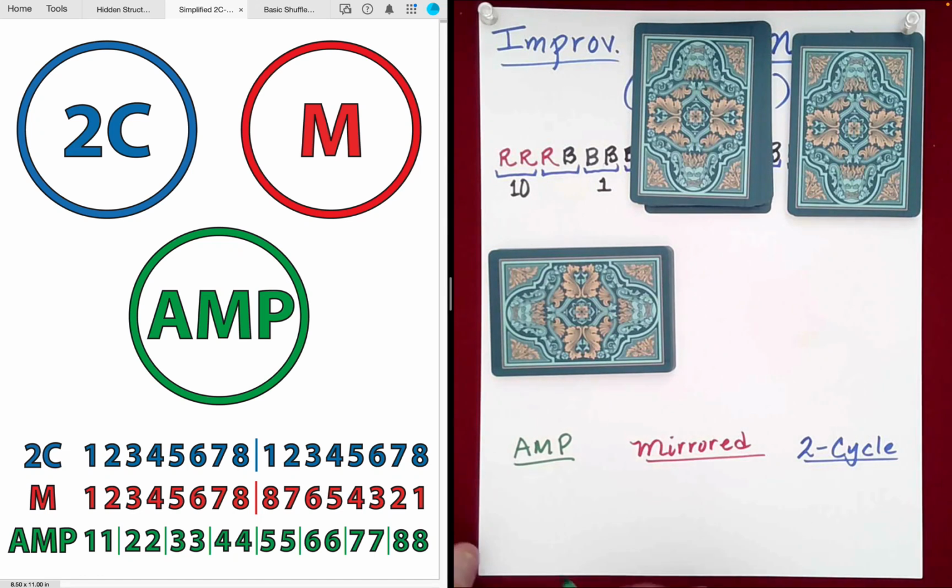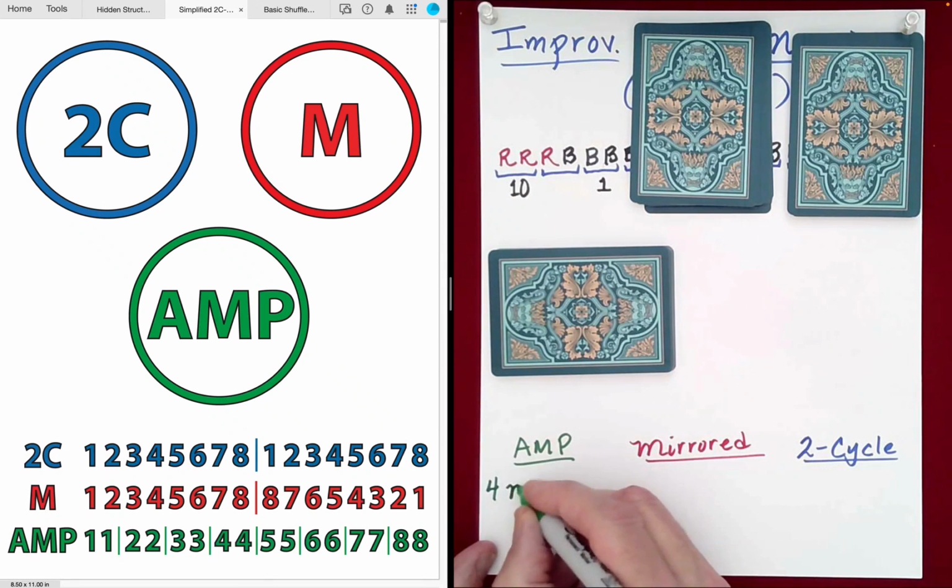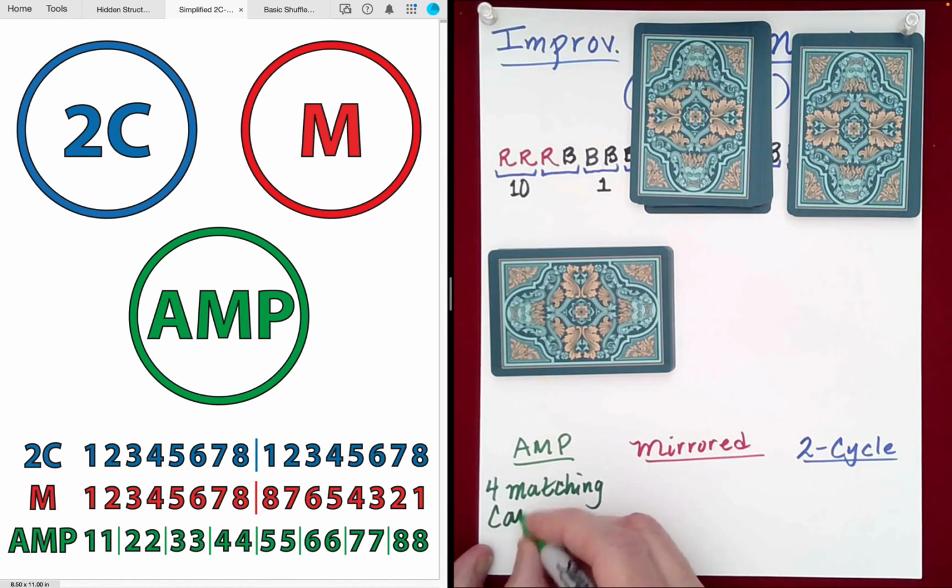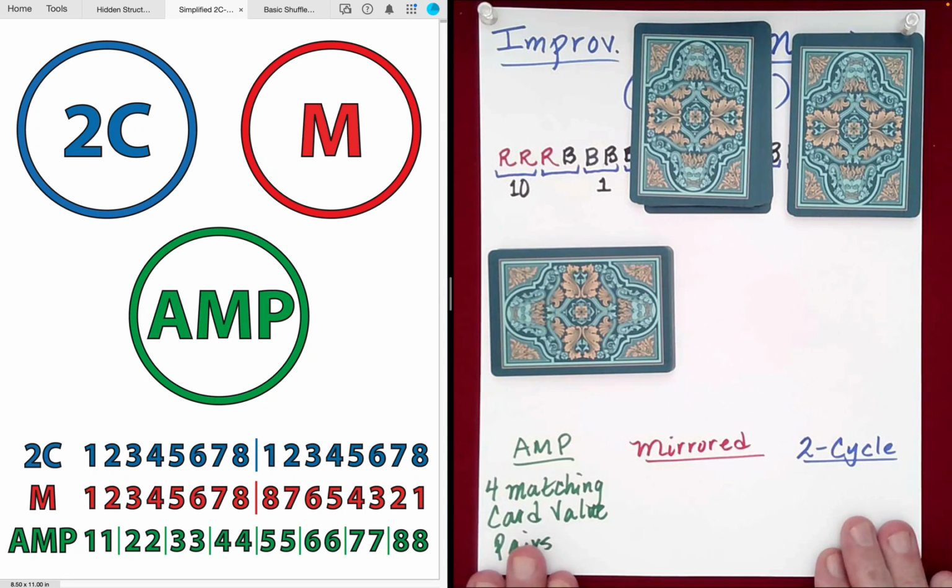So I'll just write down here: 4, and we'll say matching card. This is probably writing down more than we need to. I'm being verbose here. 4 matching card value pairs. As long as we can decipher what that means. And so that means there's 4 pairs where within each pair the cards are of the same value. Okay?